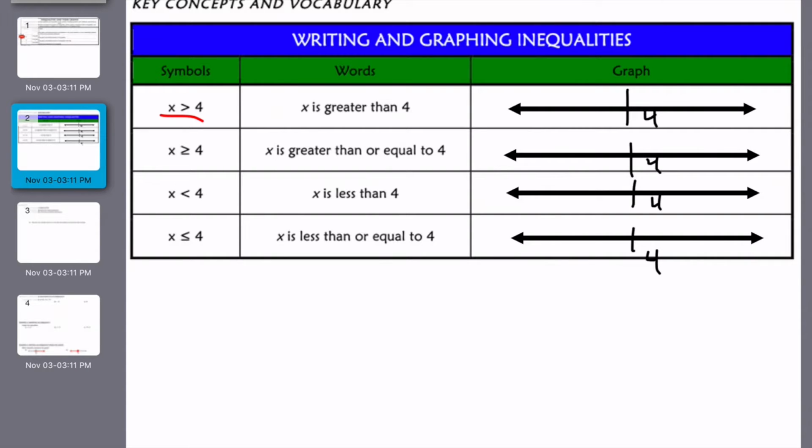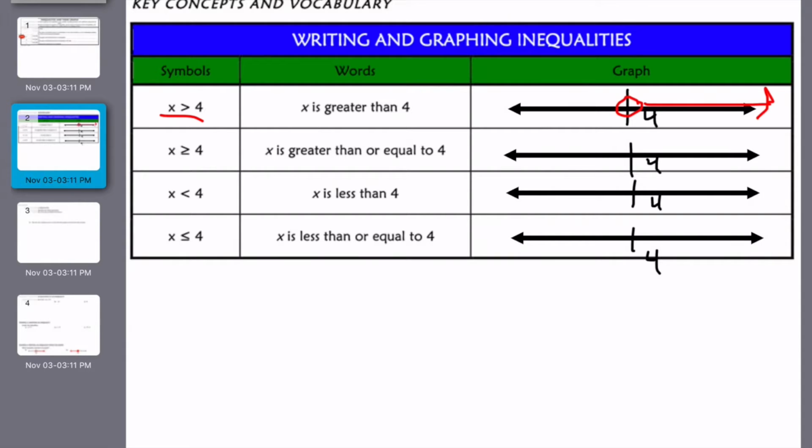X is greater than 4 is how we say that in words, but when we graph that, we always want to represent things with bubbles, or dots. In this case, since x is greater than 4, that doesn't mean it includes 4. So the way that we can represent that is with an open dot, and then since x is greater than 4, that means 5, 6, 7, 8, numbers to the right of it, are greater than 4. We draw a line to the right.